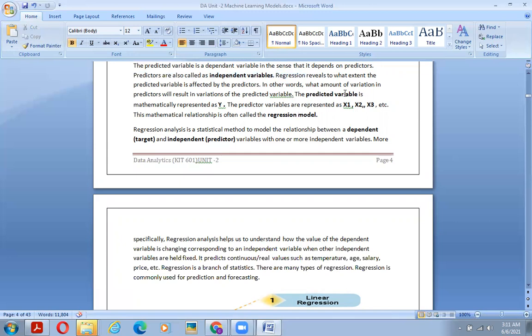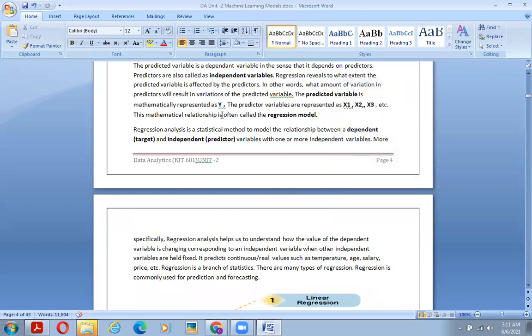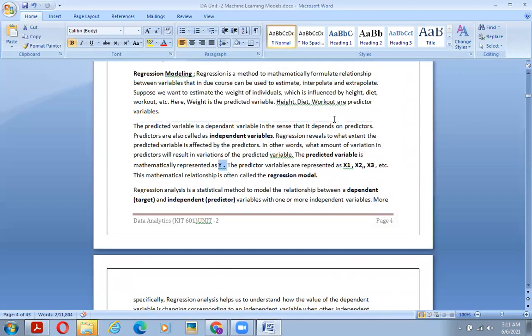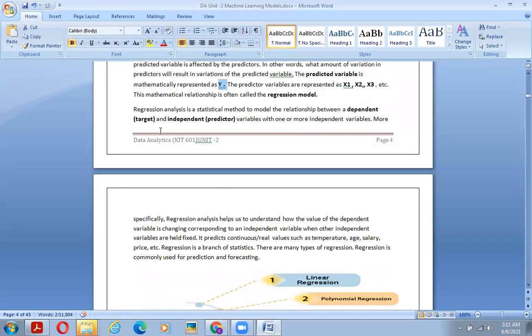The predicted variable is mathematically represented as y, and the predictor variables are represented as x1, x2, x3. Y is our weight, and x1, x2, x3 are height, diet, and workout. This creates a mathematical relationship often called a regression model.